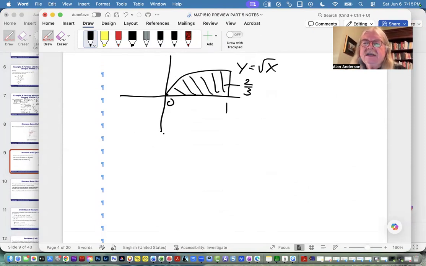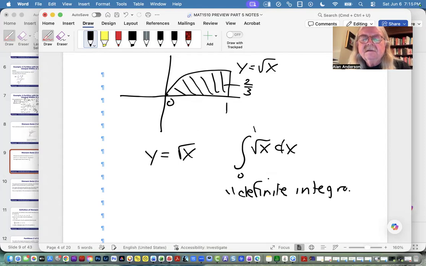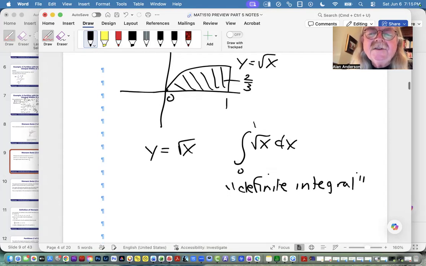what you would do instead, if you're not going to use the limit approach, is you would take this function and you integrate it over the range from 0 to 1. Now, we're going to get into this in the next section, but this is known as a definite integral. And so what we have to do is this.